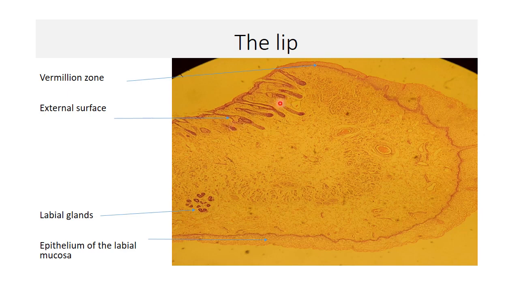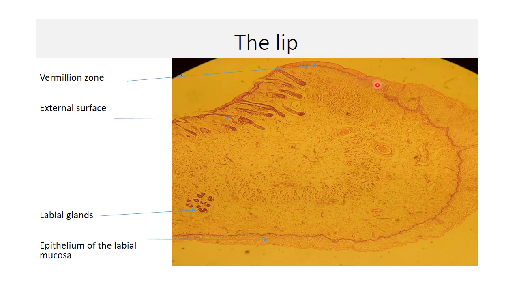After the external surface, you can see another part of the lip represented by the vermilion zone. The vermilion zone here is thin, composed of epidermis, of thin keratinized stratified squamous epithelium. Beneath it is highly vascularized connective tissue. So you can see this area red in color due to the highly vascular area of the connective tissue.